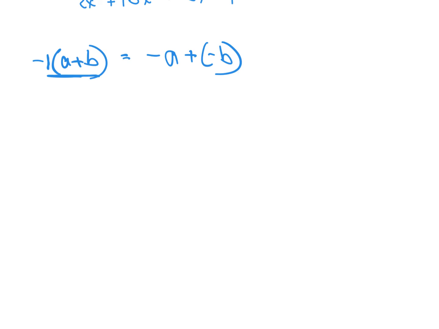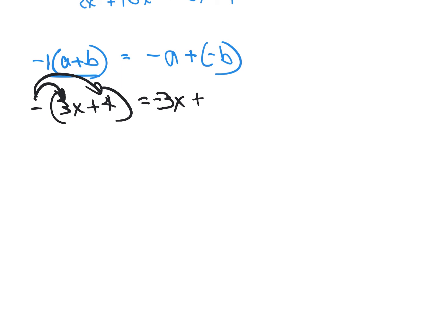So let me give another example here. If we have a negative, and inside the parenthesis we have 3x plus 4. If we distribute that negative, we get negative times 3x, plus negative times 4.